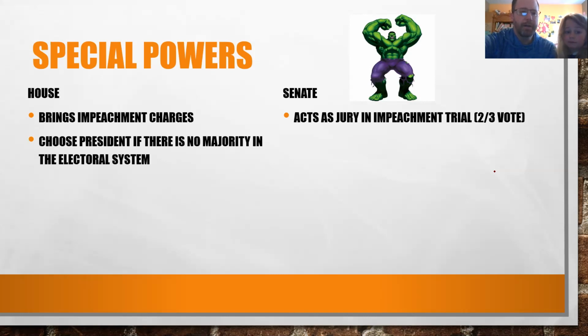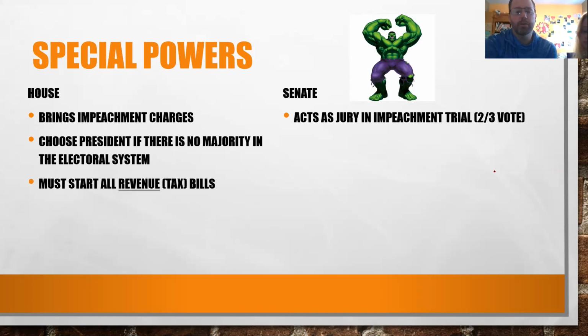All right, the other special powers in the House is if there was a tie or no majority in the Electoral College of a presidential election, the members of the House, the 435 members of the House, would vote to decide who the next president is. They also have to start all revenue or tax bills. So if there's ever a bill that's going to come up to increase or decrease the taxes we pay at the federal level, the House of Representatives would have to decide whether or not that bill would go forward.